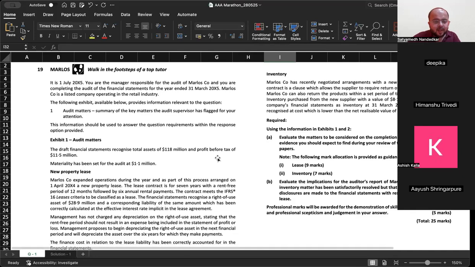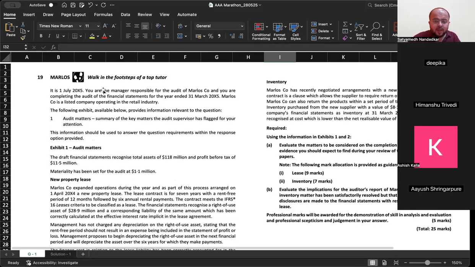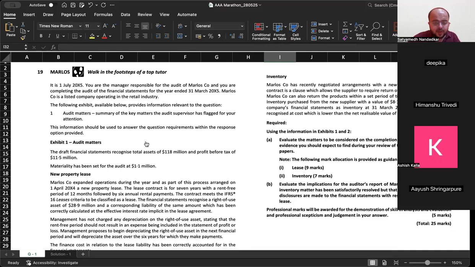ठीक है, अब again, 1st of July, you are the manager responsible for the audit of Marlowe's company. Now understand that in this situation क्या हुआ? You are not talking about an audit. So if in the first question you were on 1st of July, the year was yet to end. The year was going to end on 30th September. Here, the year ended on 31st of March. Now the year is over. You are standing at a point which is after the end of the year. ठीक है, you have crossed that point and now you are at the completion stage of the audit.